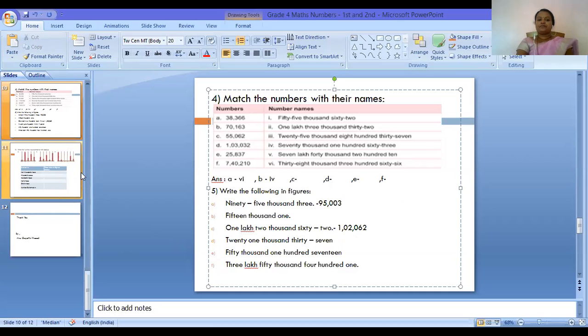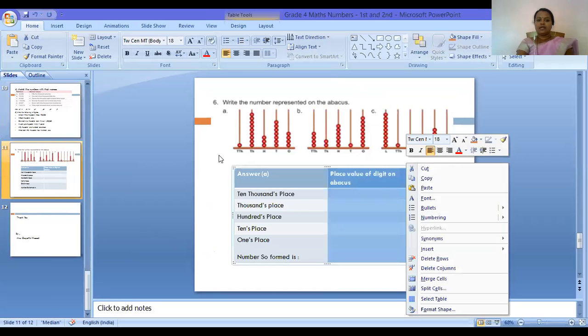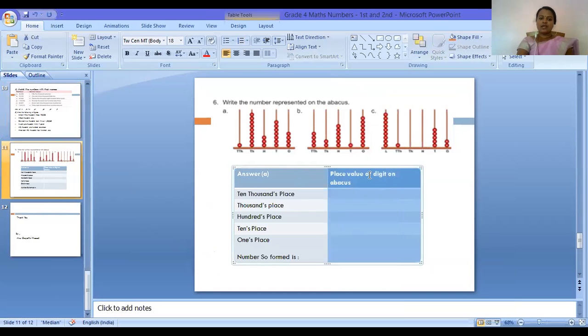Okay. So let us lead ahead to the final question, that is write the number represented on the abacus. So I have drawn here a table chart that will make it easy to place the digits according to the place values. So we can see 10,000. When we say 10,000 place, how many beads can you find here? Yeah, it is 1. So I'm going to write the place value of this digit, that is 10,000.